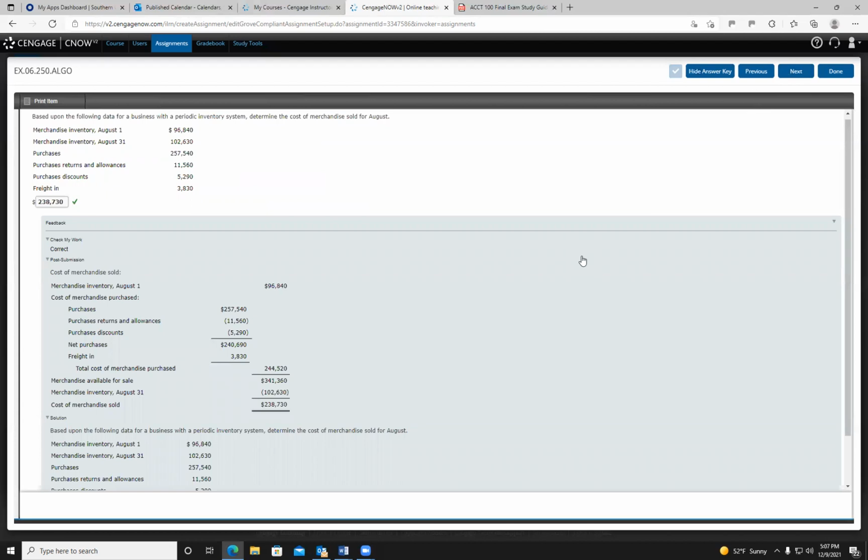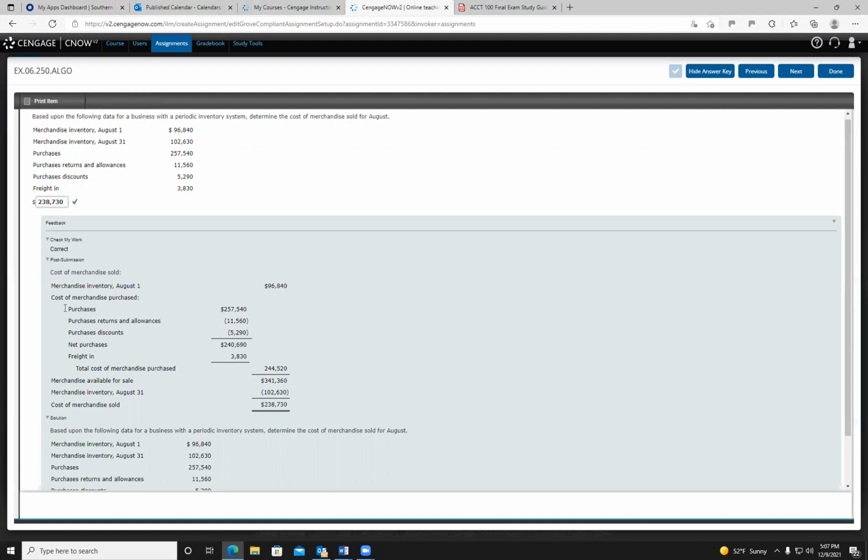All right, first things first. First thing I want you to do is a side calculation. In this side calculation, you're going to calculate total cost of merchandise purchased. Now it's asking you the total cost of merchandise sold, but before we can do that, we have to calculate the total cost of merchandise purchased. So let's look at the information they provided us. They gave us the total amount of purchases for the month, the total amount of purchase returns, and the total amount of purchase discounts.